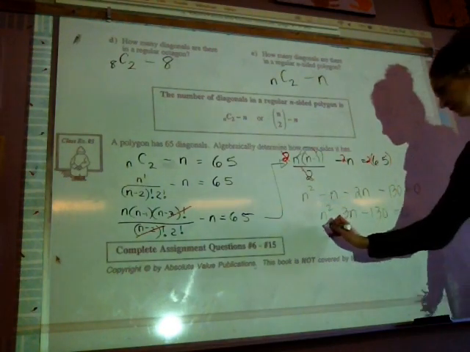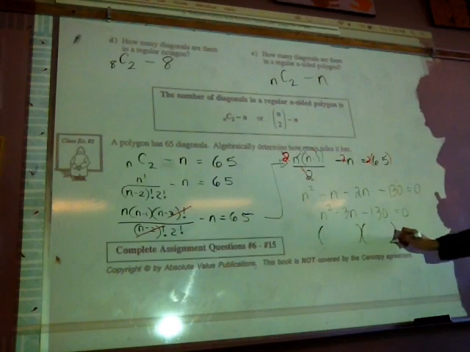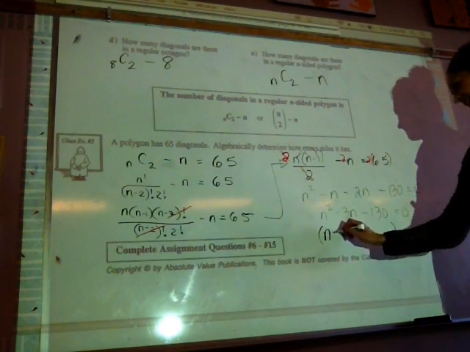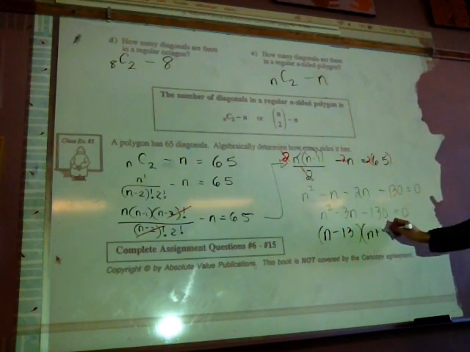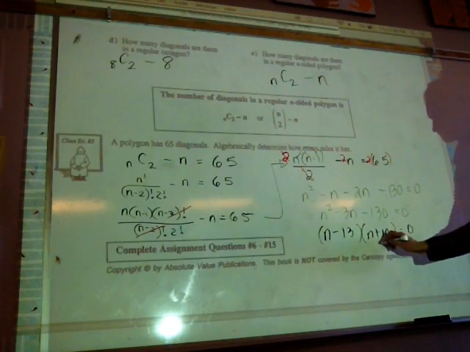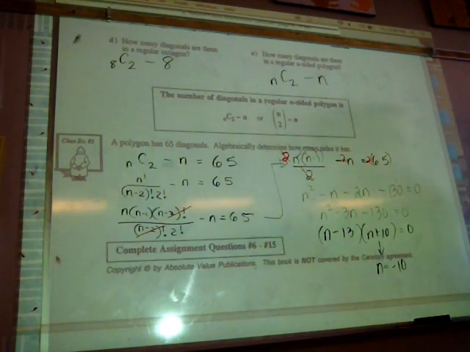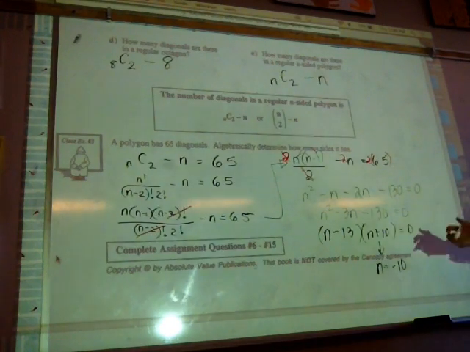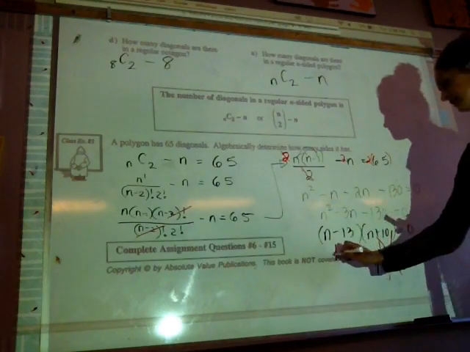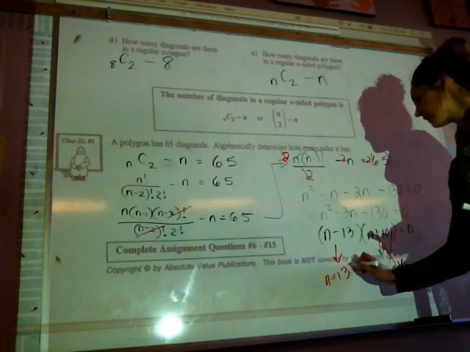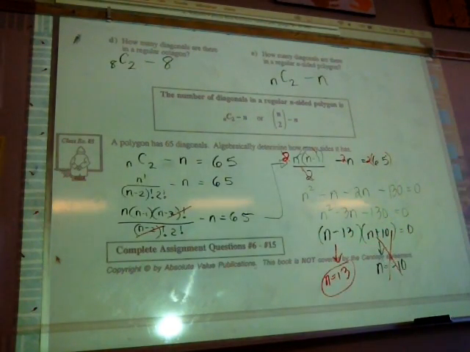Okay. So we have n minus 13, n plus 10. From here, n equals negative 10. Why is that not possible? Can you have a negative amount of sides? No, so that one's not going to work. Our answer will be n equals 13. And just a reminder, with factorials, n has to be a natural number.